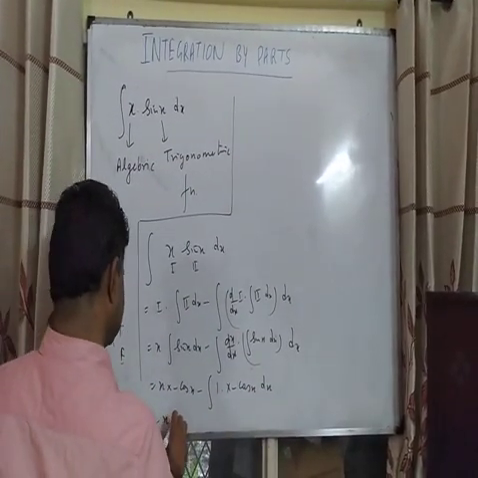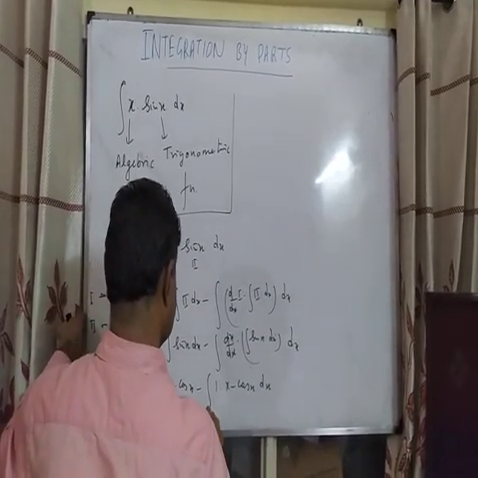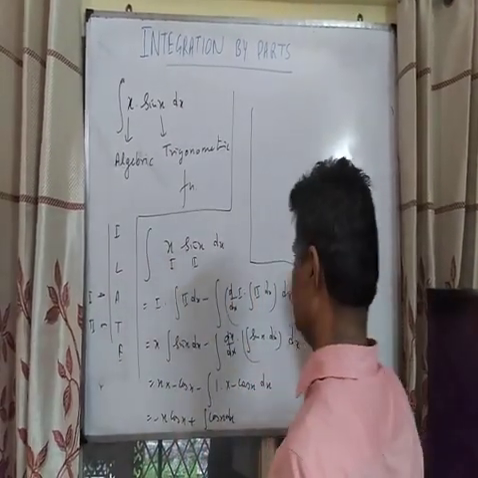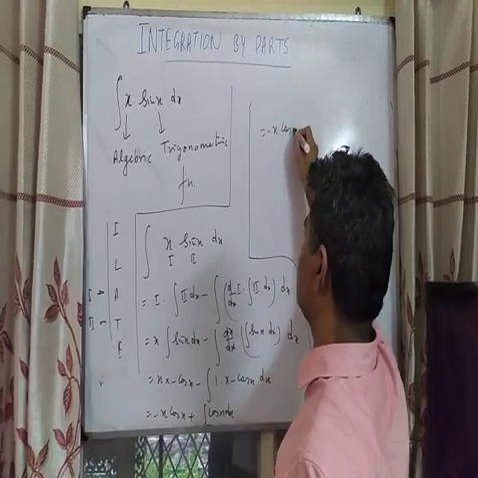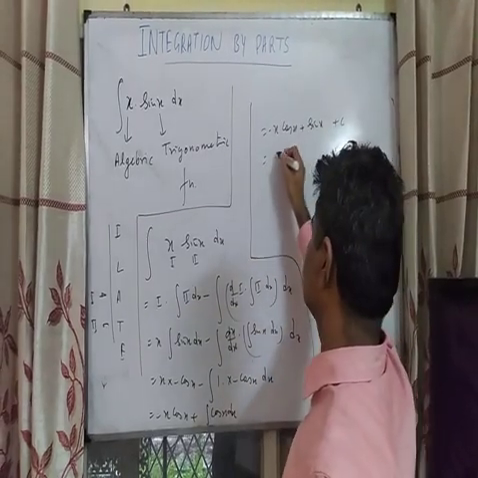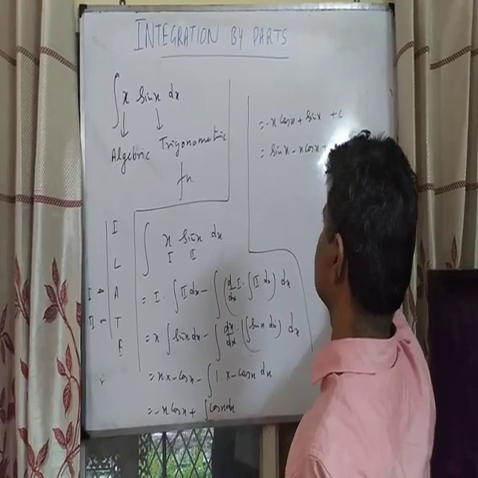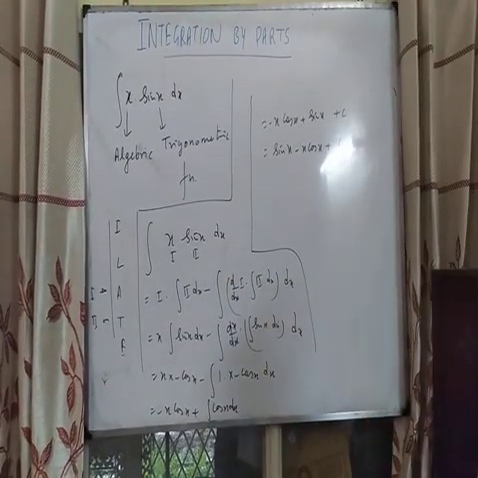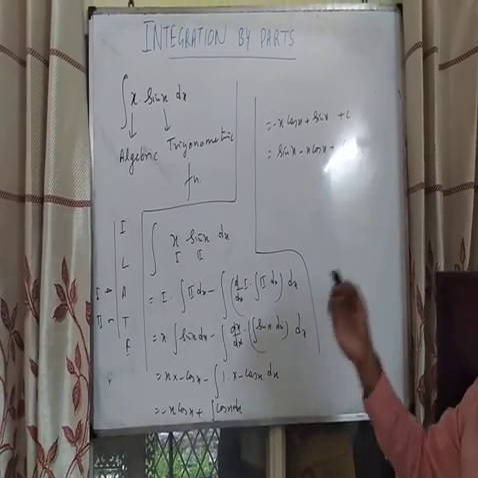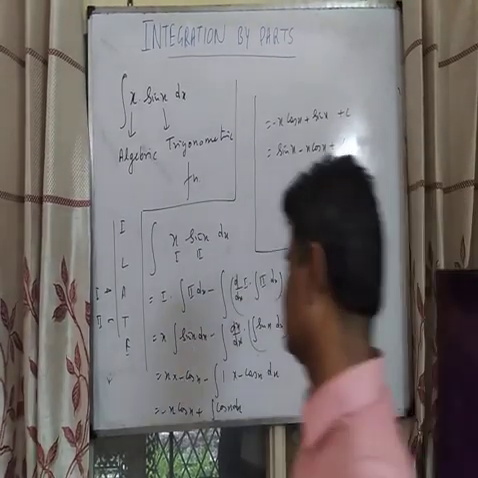So this is minus x cos x plus integration of cos x dx. So you can see minus x cos x, and integration of cos x is sin x plus c. So this is basically sin x minus x cos x plus c. So you can see how the integration by parts formula is being utilized for the solution of this type of question. Now we are moving to the next question.